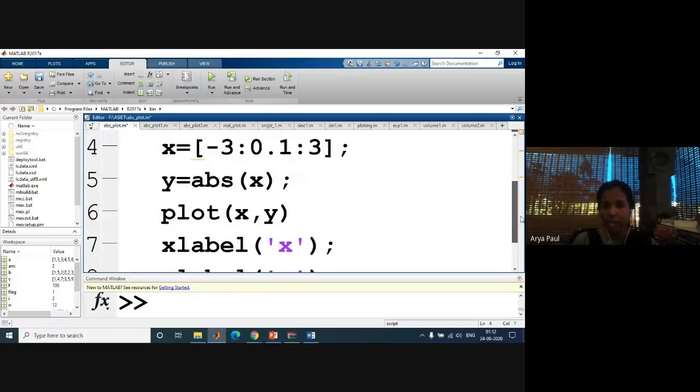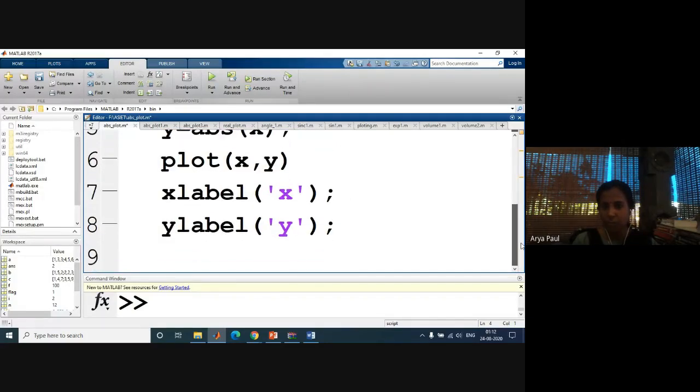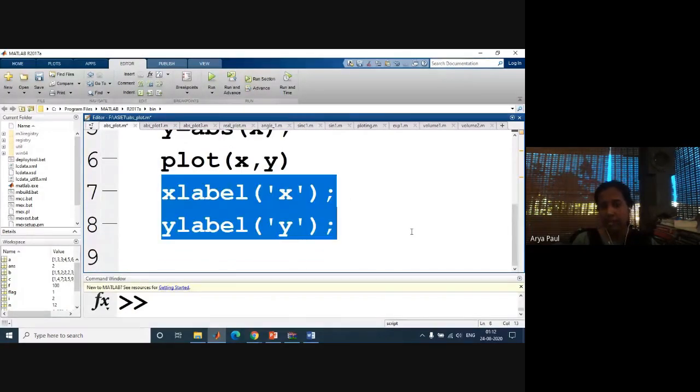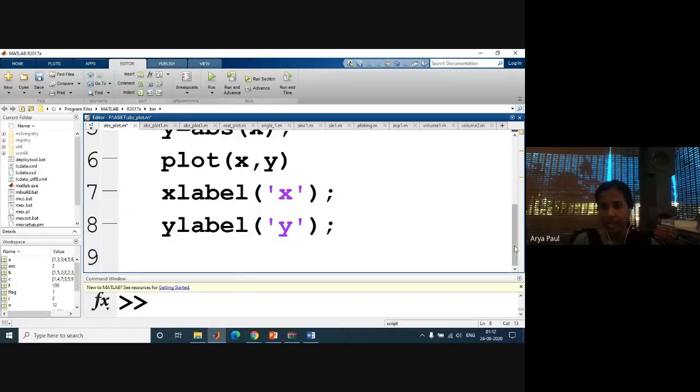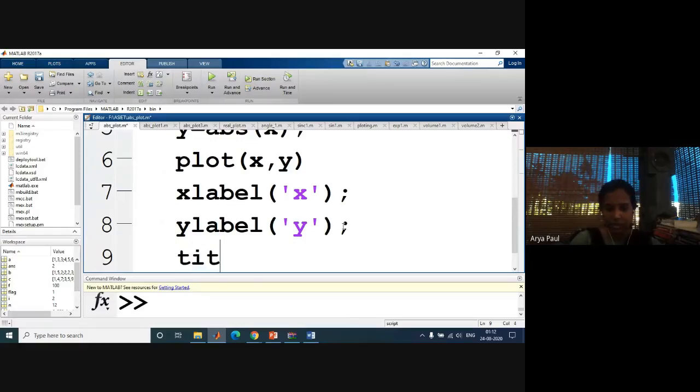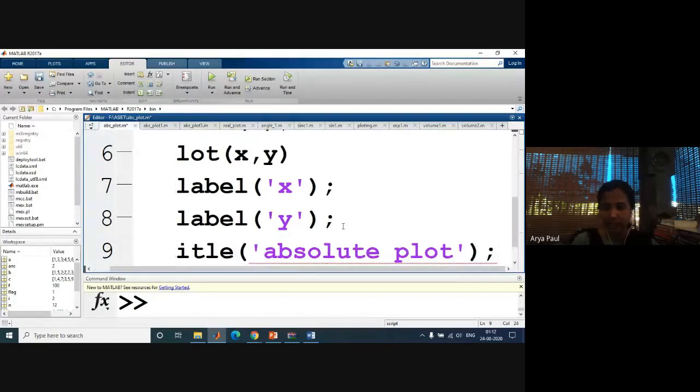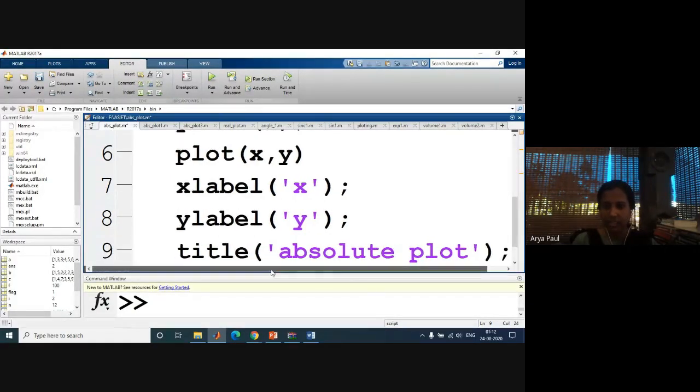Now you type x and y, then plot of x comma y, then you properly label it with xlabel and ylabel. A title also should be there. So for the title, I am just giving ABS plot, absolute plot, for this particular graph. These things we discussed in the last class. Now you run.